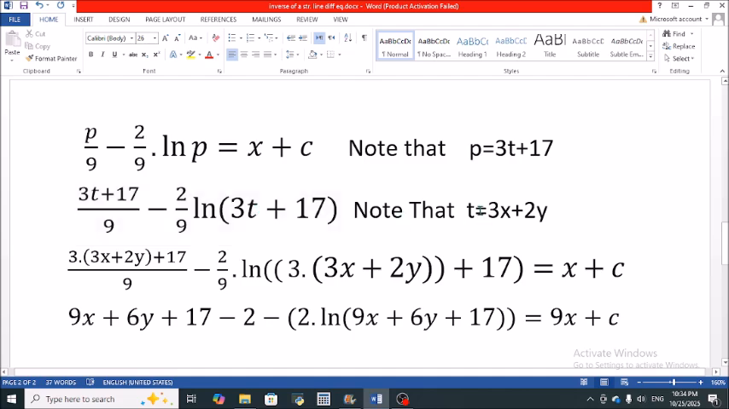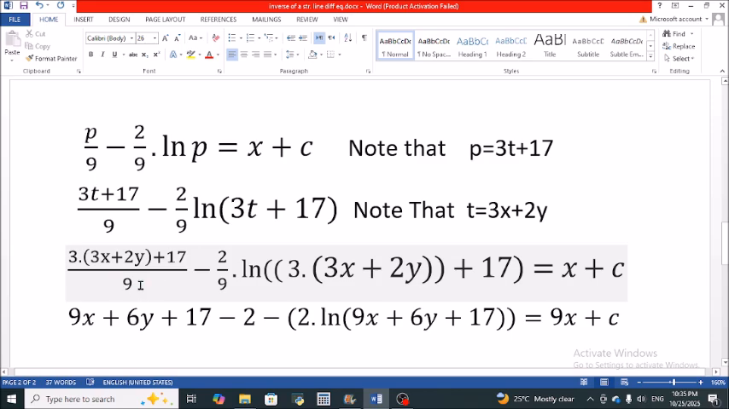That was our second assumption. This was our first assumption, t equals 3x plus 2y. So we resubstitute once more, substituting for t: 3 times 3x plus 2y, plus 17, over 9, minus 2 over 9 ln of 3 times 3x plus 2y plus 17, equals x plus c.